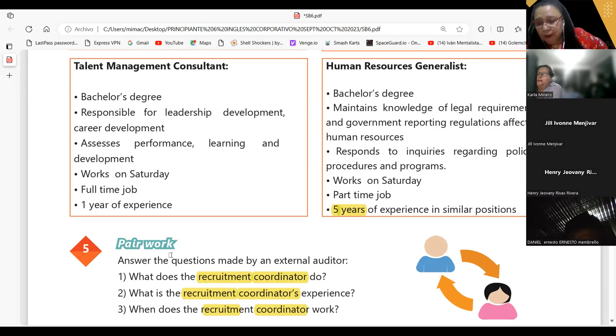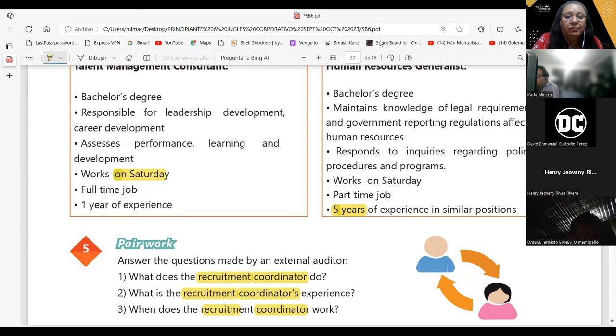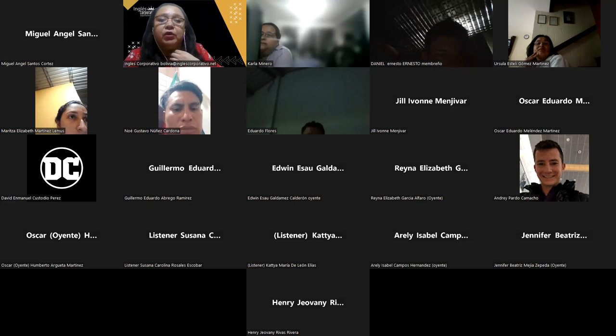When does the talent management consultant work? And the question goes to? David, are you there? Yes, teacher. Okay, the answer is? When does the talent management consultant work? Number two. Okay, this is the answer. On Saturday. You need to be paying attention, class. Because otherwise, it is not going to work.